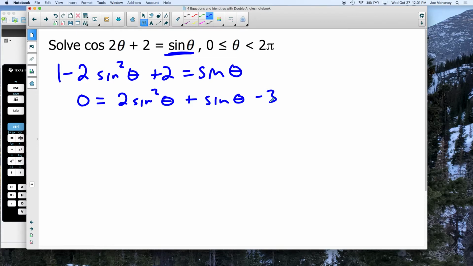And let's play a little bit of factoring here. 2 sine squared theta, so I'm thinking it's probably going to be 2 sine theta, and then a 1 sine theta.